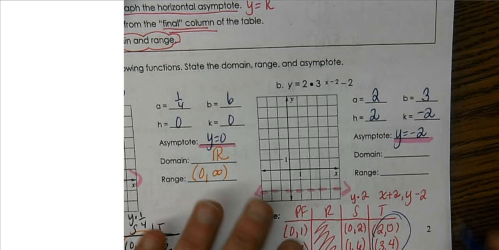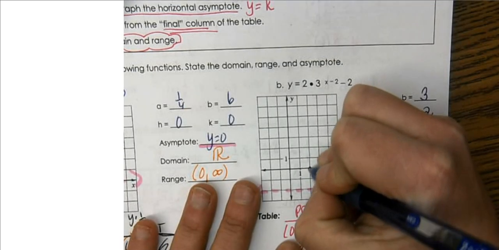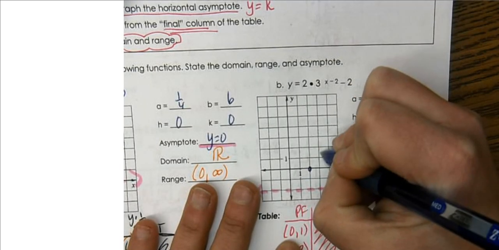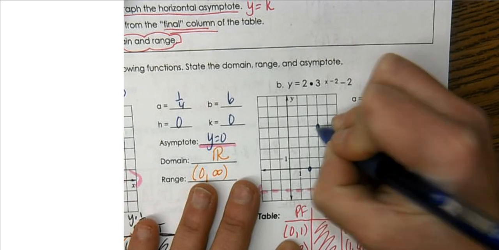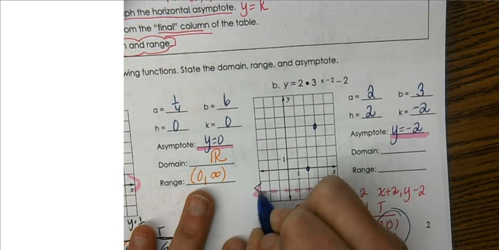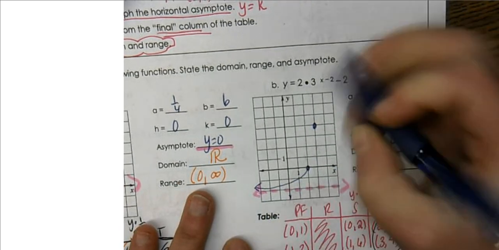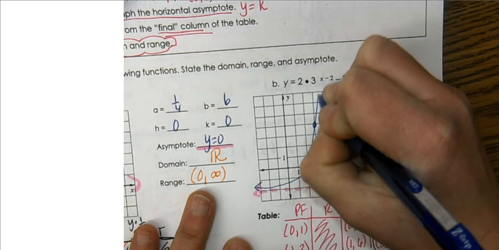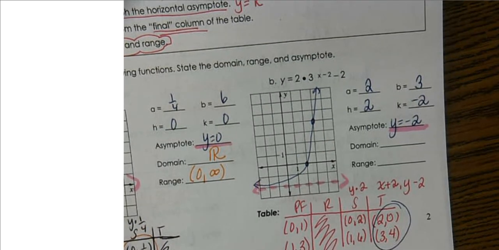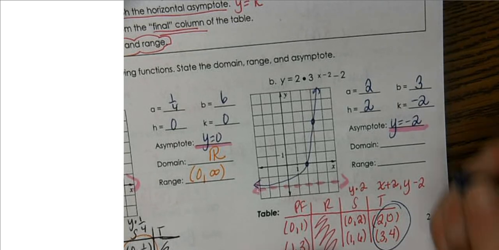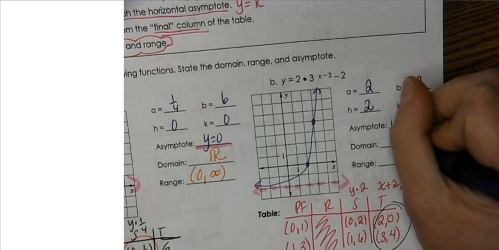So let's go ahead and plot (2, 0) and (3, 4). And I'm going to make sure that my graph is approaching the asymptote. And here's what my graph looks like. All you can do is the best that you can in terms of graphing this, because I'm only giving you 2 points. Our domain is going to be all real numbers.